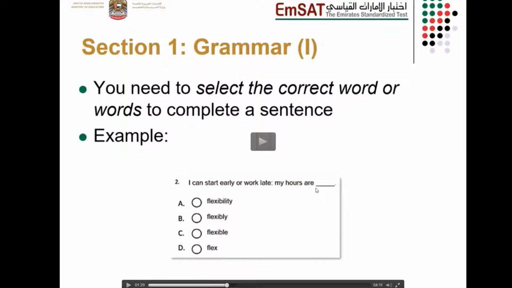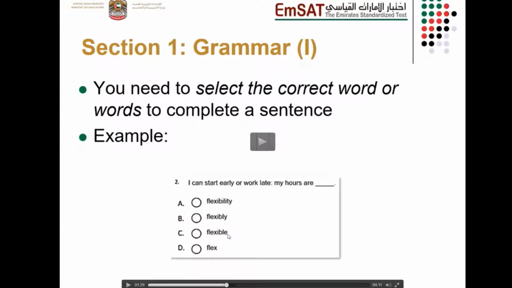We need an adjective. My hours are... We need an adjective to modify the word hours. Which is the adjective here? C is the adjective. What about A, Muhammad? It's a noun, right? A is flexibility, a noun. What about B? Flexibly is an adverb. We can't use an adverb here.